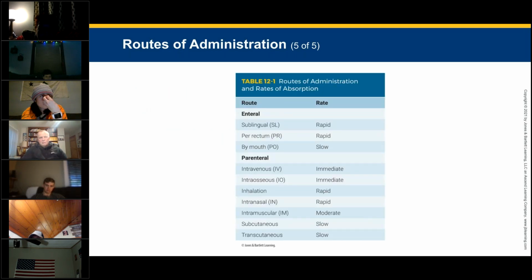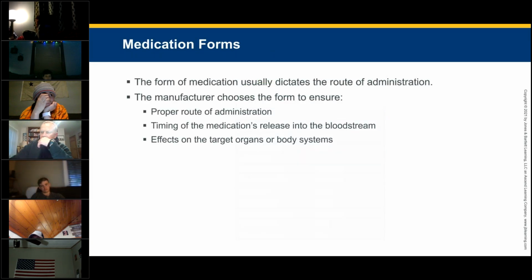So this is a table just to show you the different routes and the rate of absorption. The form of a medication usually dictates the route of administration. The manufacturer will choose the form to ensure the proper rate, the proper timing of the medication's release into the bloodstream, and the effects on the target organs or body systems.